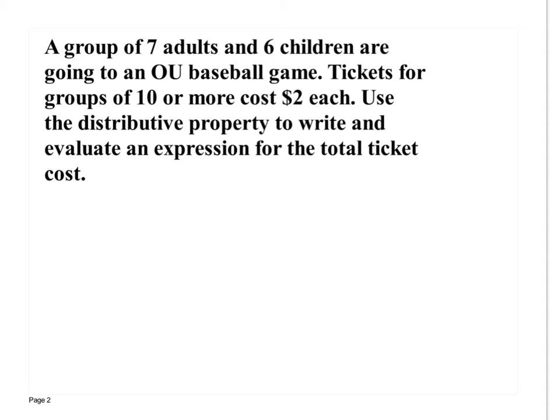A group of 7 adults and 6 children are going to an OU baseball game. Tickets for groups of 10 or more cost $2 each. Use distributive property to write and evaluate an expression for the total ticket cost. We have 7 adults and 6 children, and they're each $2 apiece. So what I could do is 7 plus 6, which is 13. 13 times 2 is 26.